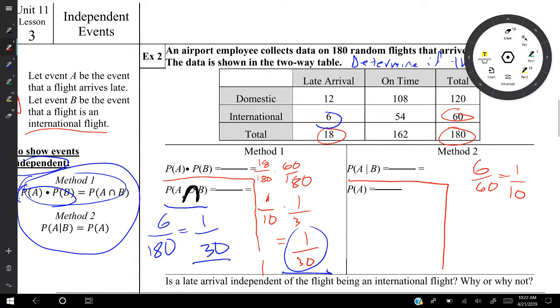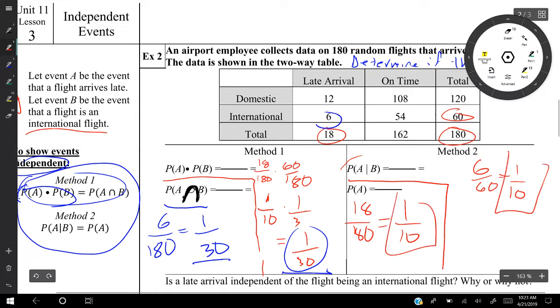Because I'm not doing any multiplication and whatnot, I tend to like this method better. It also makes more sense to me, right? If B happens, oh, who cares? It should be the same as A. So what's the probability that it's late? 18 out of 180, which is 1/10. Oh, they're the same, independent.